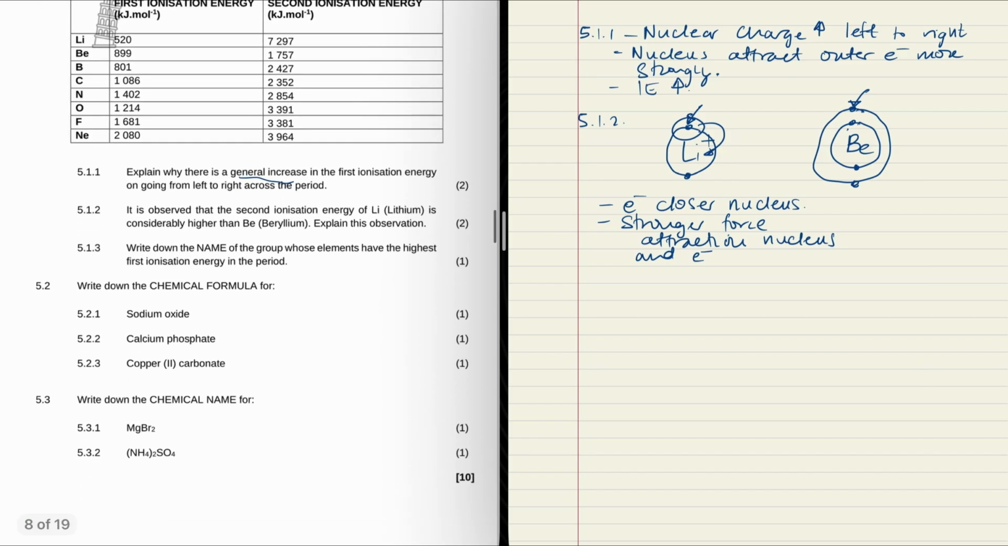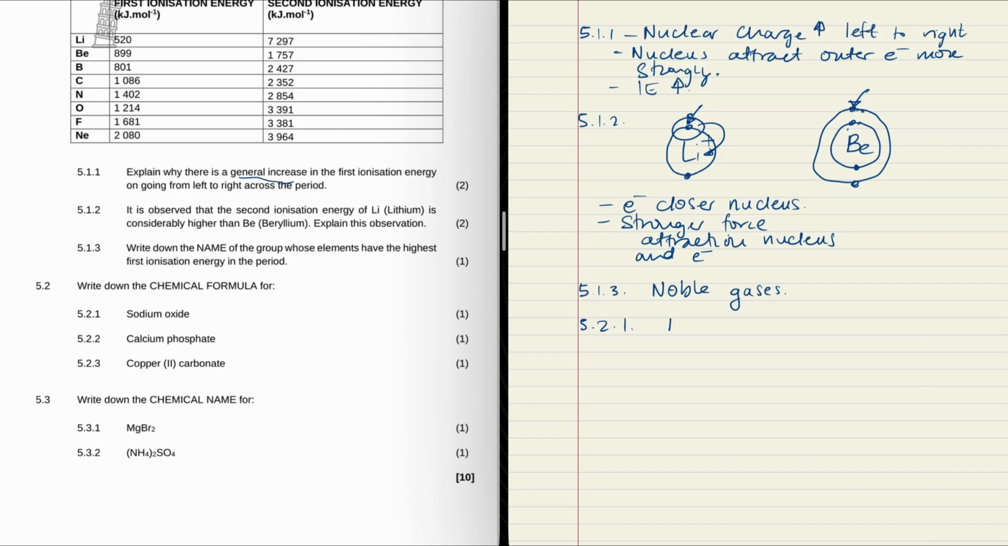Okay, let's move on. Question 5.1.3, write down the name of the group whose elements have the highest first ionization energy in the period. So that's going to be noble gases, because noble gases are unreactive. And so they're not going to want to give away their electrons or engage in any reactions. Moving on, question 5.2. Write down the chemical formula for sodium oxide.